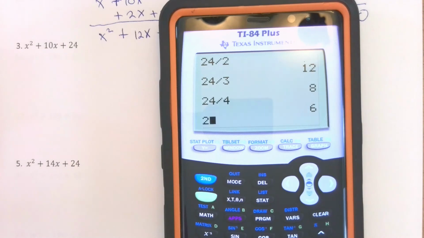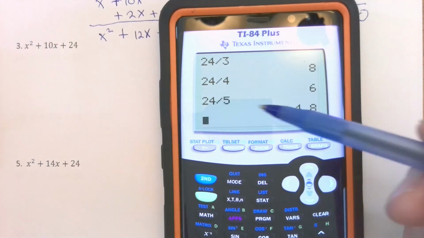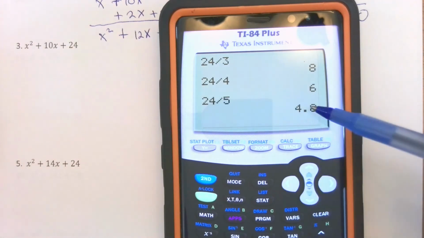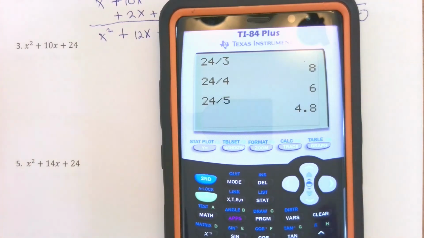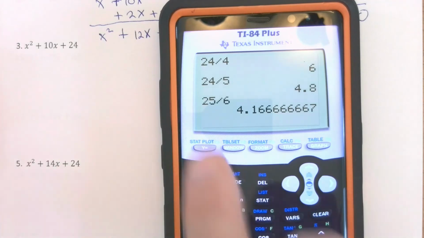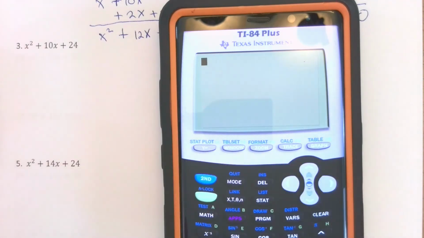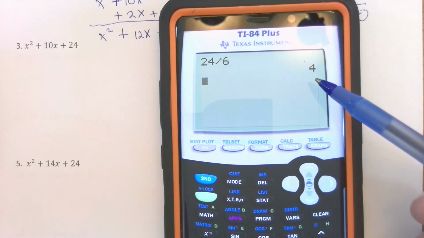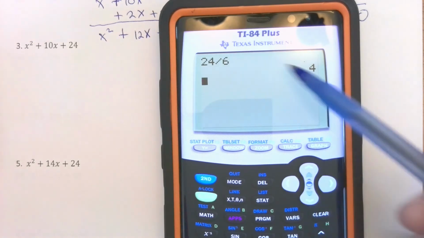If you try 24 divided by 5, you don't get a whole number. So 5 times something is not going to be in our list that I'm about to make. And if you try 25 divided by 6, well, we already got that one. Oops, wrong thing. Start over. It was 24 divided by 6. Well, a minute ago, we already had a 4 here and a 6 here.